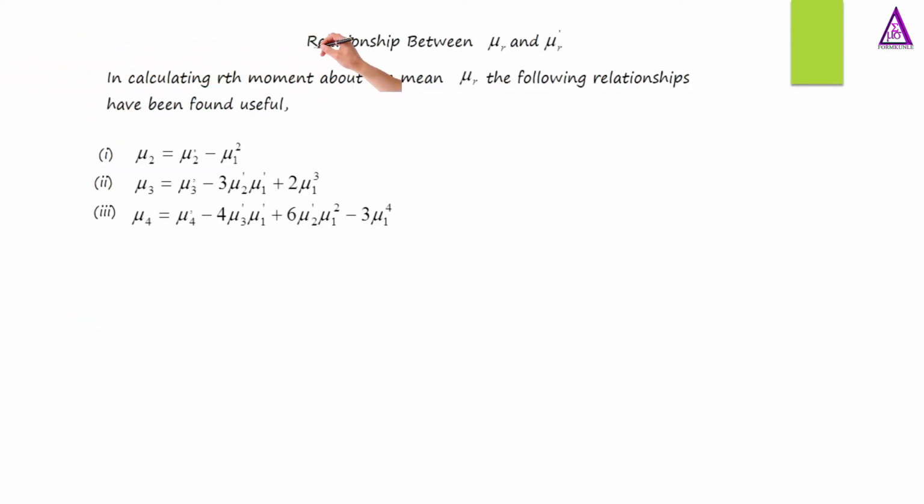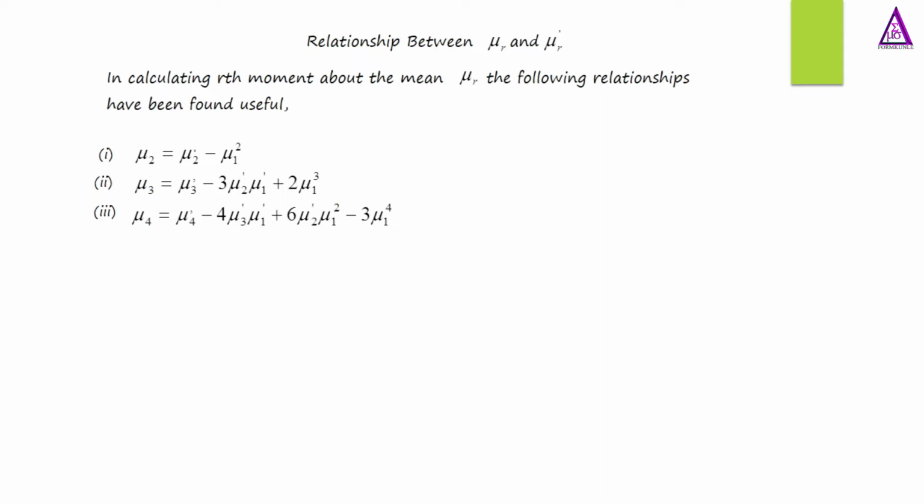Relationship between moment about the mean and moment about the origin. In calculating the rth moment about the mean, mu subscript r, the following relationships have been found useful. We know that the moment about the origin when r equals 1 is equal to the moment about the mean. So therefore, the moment about the mean subscript 2 is equal to, this is telling us that the second moment about the origin minus the first moment about the origin squared gives us the second moment about the mean.